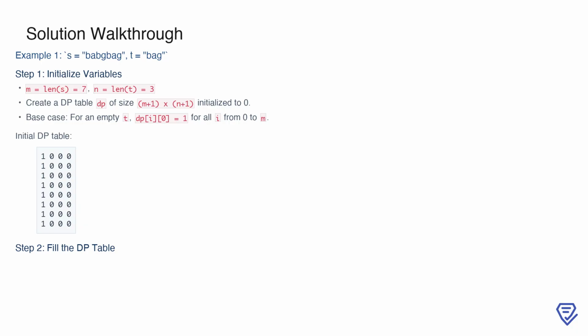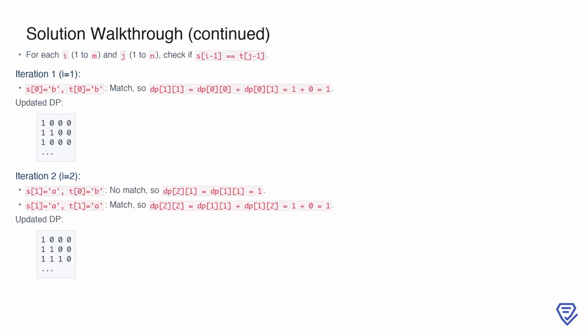For the base case, we note that if T is an empty string, there is exactly one way to form it from any prefix of S, so we set DP[i][0] to 1 for all i from 0 to m. The initial DP table reflects this, with the first column filled with 1s and the rest set to 0. Now, we start filling the DP table by iterating over i from 1 to m and j from 1 to n. For each cell DP[i][j], we compare the characters S[i-1] and T[j-1]. If they match, we add the values DP[i-1][j-1] and DP[i-1][j]. If they do not match, we simply take the value from DP[i-1][j].